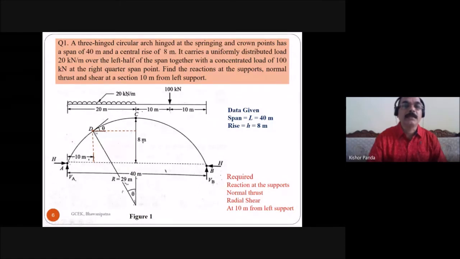So r sin theta is equal to, because this total length is 20, from this to this 20, and this is 10 meter. So 20 minus 10, this is 10. So sin theta is equal to this by this, 10 by r. Sin theta is equal to 10 by r.